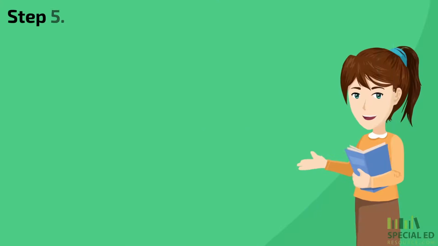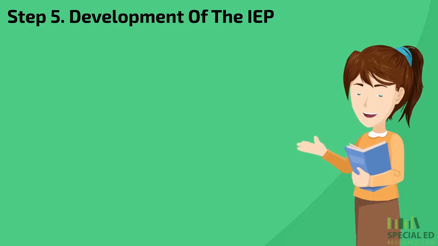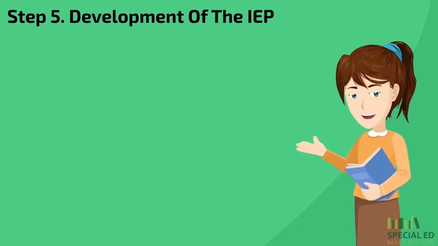Now, students who do not meet the qualifications for special education services simply remain in the traditional classroom setting. For the children who do meet the qualifications, the next step takes place. Step number 5, the actual development of the IEP.